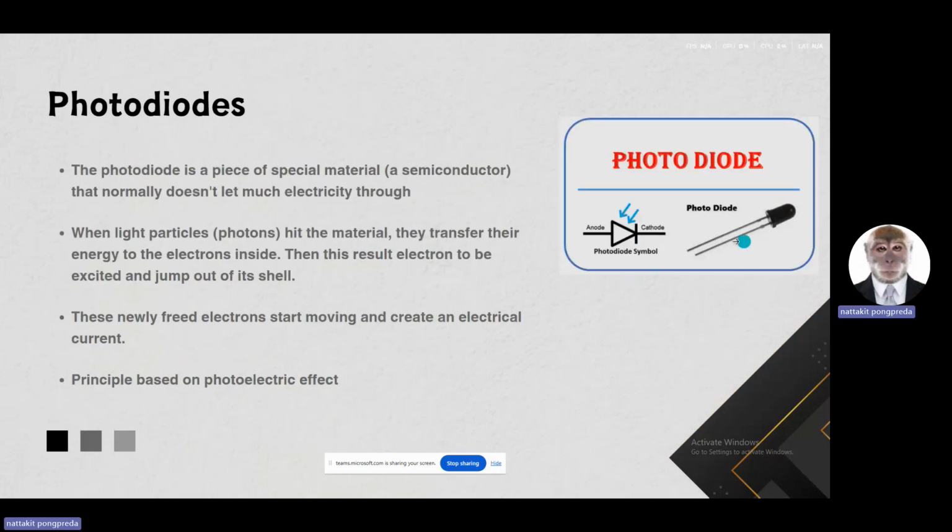Photodiodes, as an example you can see here. The photodiode is a piece of special material, normally made of semiconductor, that normally doesn't let much electricity through. When a light particle or photon hits the material, it transfers its energy to the electrons inside. This results in the electrons being excited and jumping out of their shells. These newly freed electrons start moving and create an electrical current. This principle is based on the photoelectric effect.